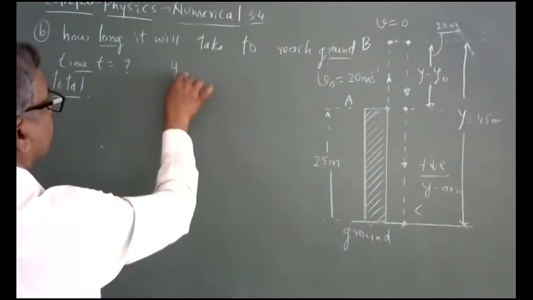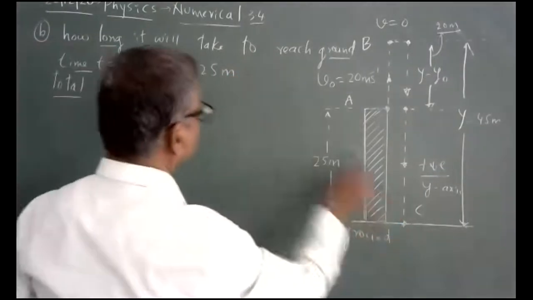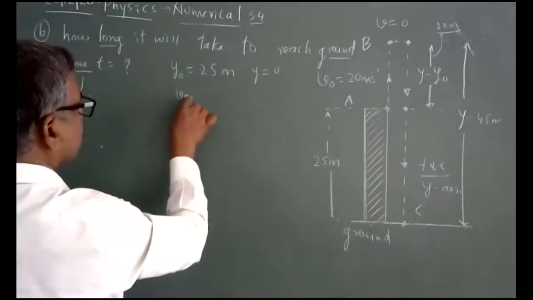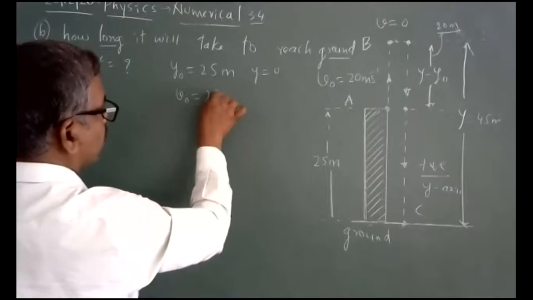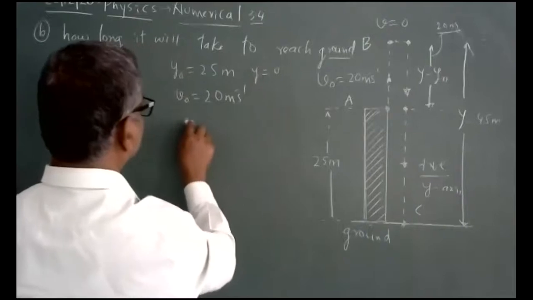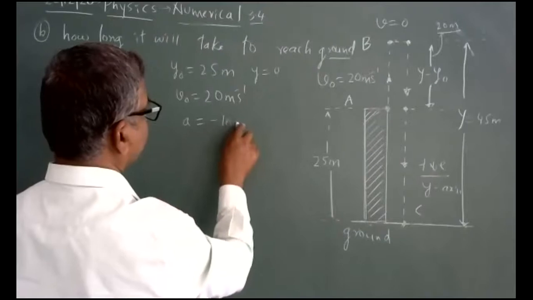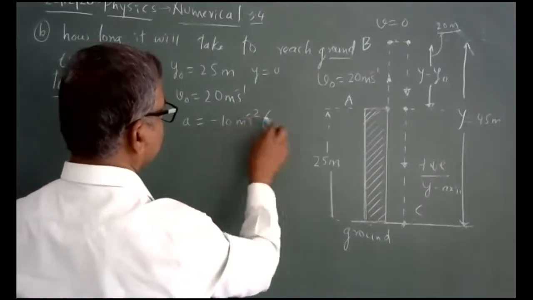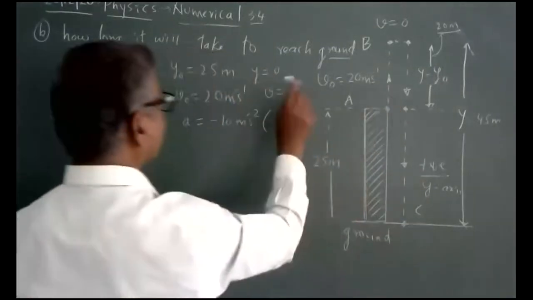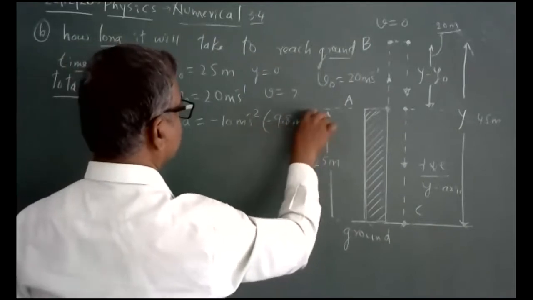Initial position, it is at a height of 25 meter. What is the final position? It is going to reach the ground, with earth taken as the reference marker. Final position 0. Initial velocity 20 meter per second. Then what is the acceleration? Acceleration is minus 10 or minus 9.8, you can take either, both are valid here. Final velocity, of course, we don't know with what velocity it's going to hit. I'm least bothered.